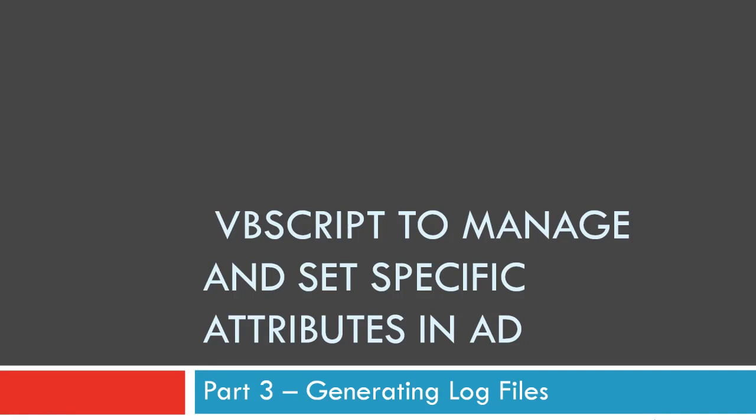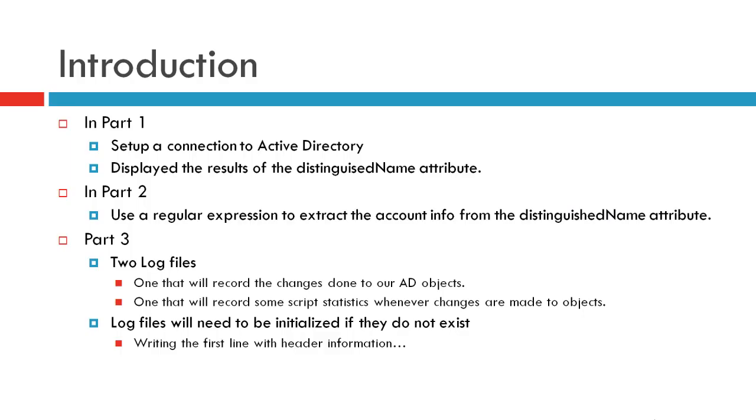My name is Craig Irvin and you're watching part 3 of VBScript to manage and set specific attributes in Active Directory. And in part 3 we're going to cover generating log files. So to go over what we've done so far, in part 1 we set up a connection to Active Directory as well as displayed the distinguished name attribute to the console screen. In part 2 we then took the distinguished name attribute and pulled out using a regular expression the account information that we're going to need to set it to the extension attribute1 value.